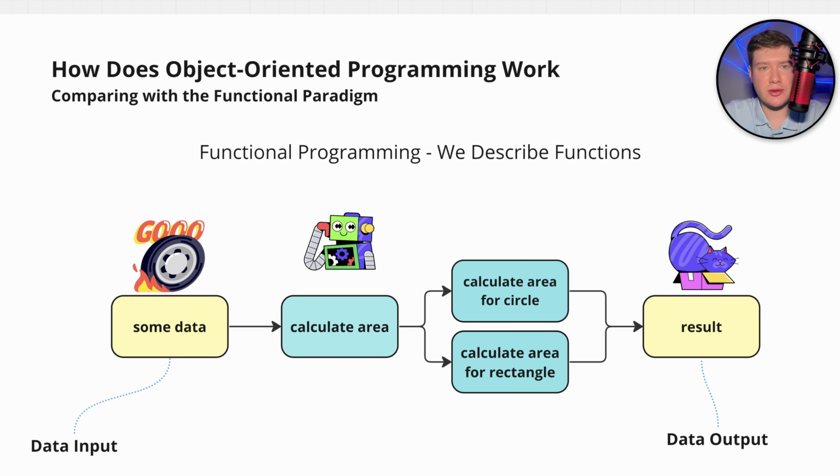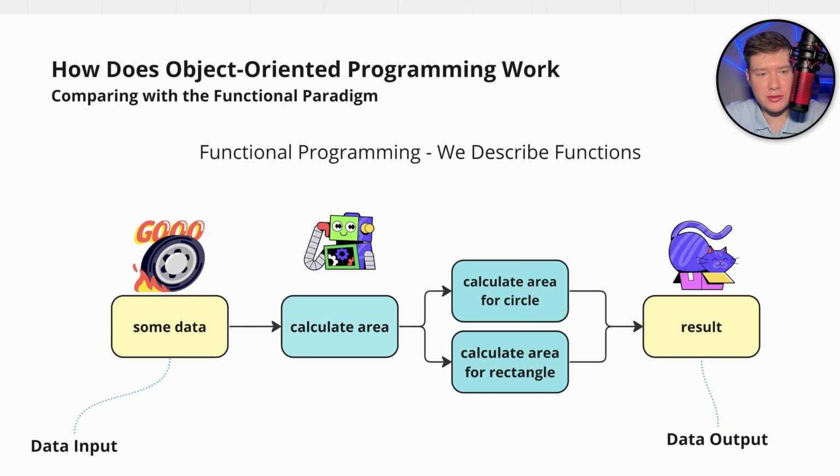Okay, and how does object-oriented programming work? Let's compare it with the functional paradigm. The functional programming paradigm tells us that we need to describe our functions. Let's imagine that we have a task where we need to calculate the area for two possible shapes, a circle or a rectangle.